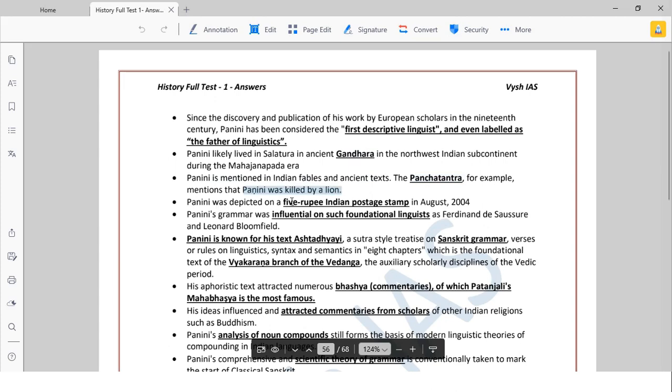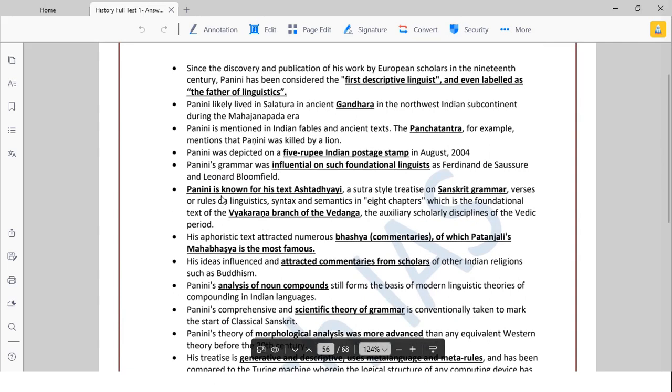Panini was depicted on the 5 rupee Indian postage stamp in 2004. Panini's grammar was influential on such foundational linguists as Ferdinand de Saussure and Leonard Bloomfield. Okay, they are comparing the linguists across the world. Panini is known for his first text, Ashtadhyayi. This is what you have to know.